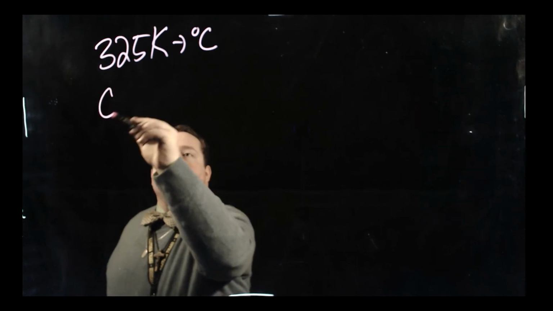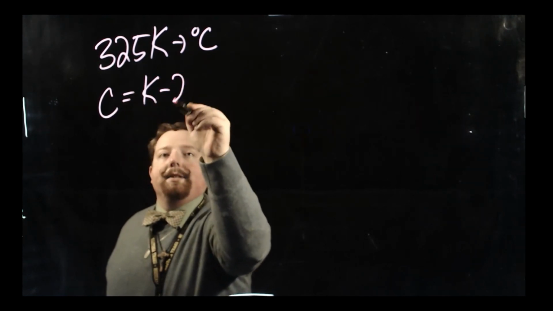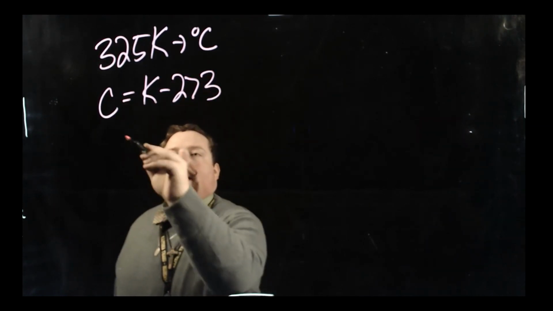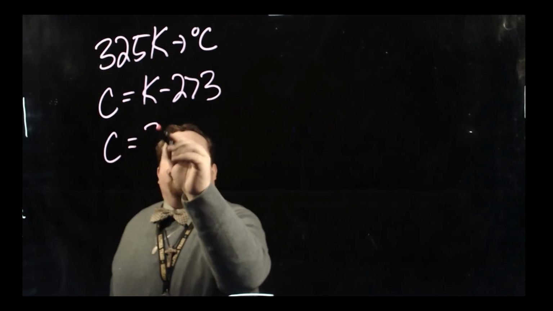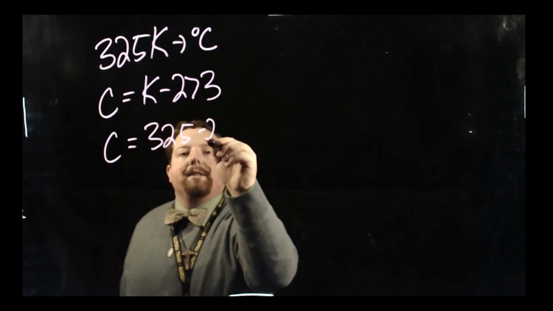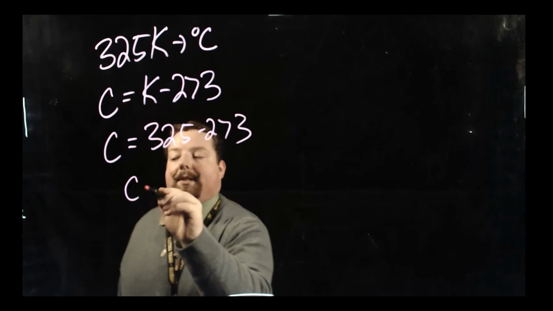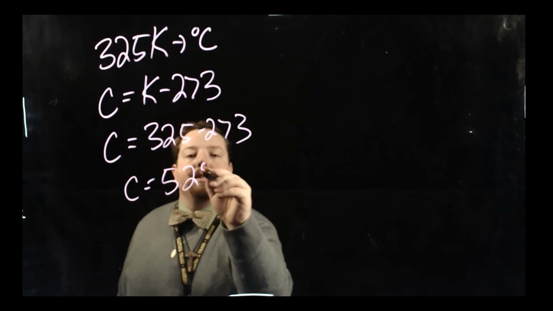For our last problem, we'll take 325 degrees Kelvin and convert to degrees Celsius. We'll use the equation C equals K minus 273. And then we just have 325 minus 273, which happens to be 52 degrees Celsius.